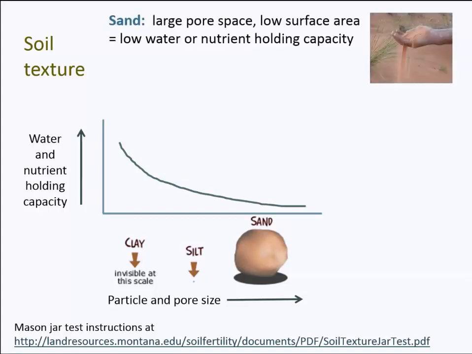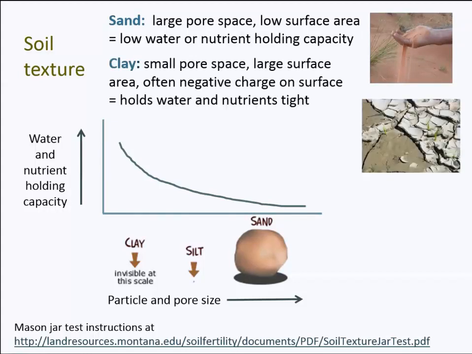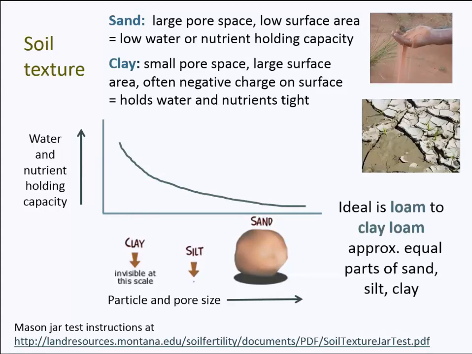Sand, of course, has large pore space, low surface area, and low water and nutrient holding capacity, where clay is essentially the opposite. An ideal soil wouldn't be either of those because sands don't hold water, clays end up ponding and don't allow very much air to penetrate to the roots, as shown in that photo. So ideally you would have a mix of sand, silt, and clay, somewhere between a loam and a clay loam, or approximately equal parts of sand, silt, and clay form a very nice soil for farming.